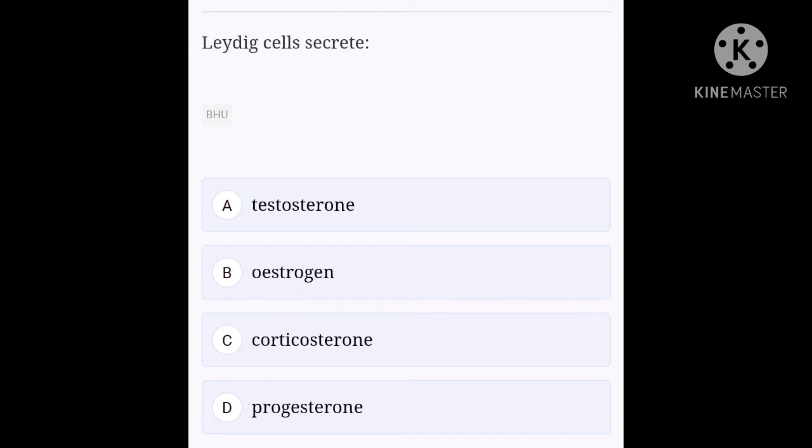Next question. Leydig cells secrete option A testosterone, option B estrogen, option C corticosterone, option D progesterone. Leydig cells are present in between the seminiferous tubules of testes. In mammals, these are endocrine in nature and secrete the male sex hormone testosterone. So the correct option is A.